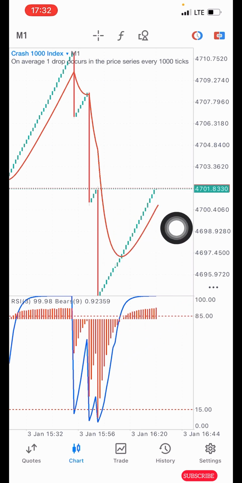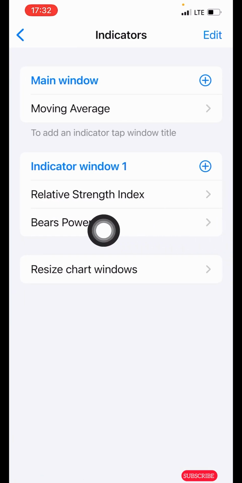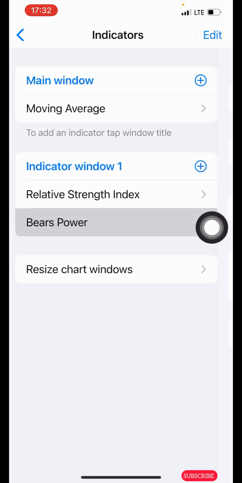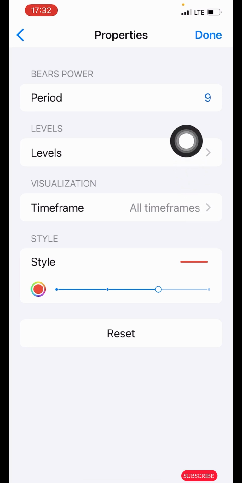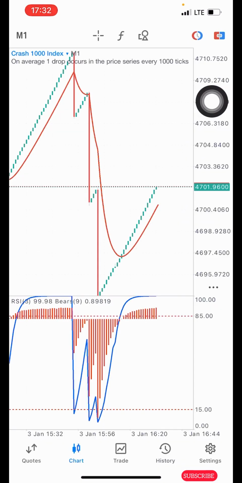Now the last indicator we have here is the Bears Power. You click on the main window plus icon, you search for your Bears Power. These are the properties for the Bears Power. The period is 9, the level you leave as it is, time frame is all time frame, the style you make it color red, 3 pixel, you click on done. Once you have set everything correctly as I've explained, you are going to have a screen like this. So that's it, guys. Make sure you practice with the strategy before you go in live.